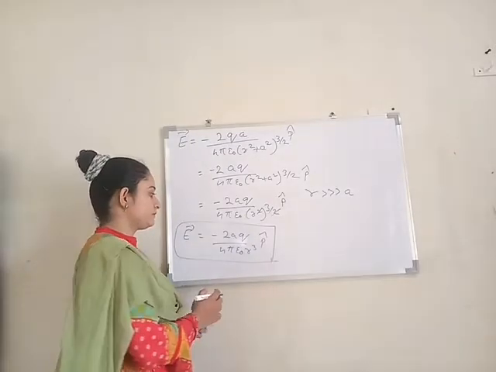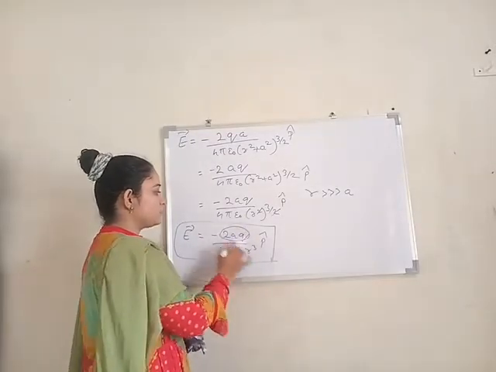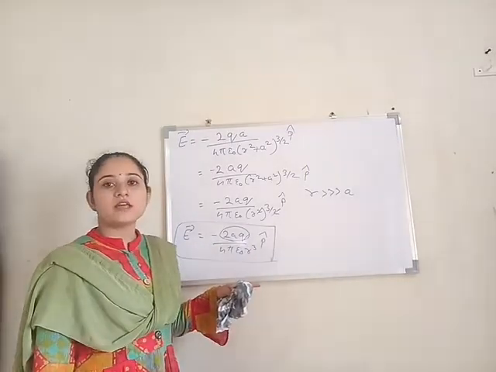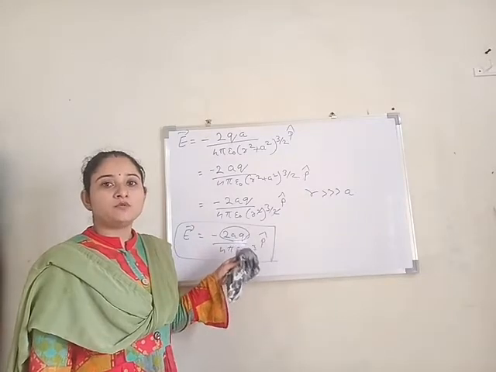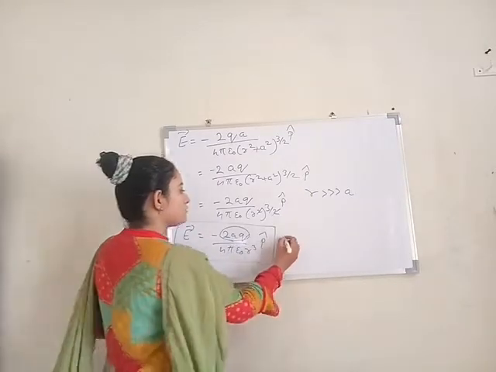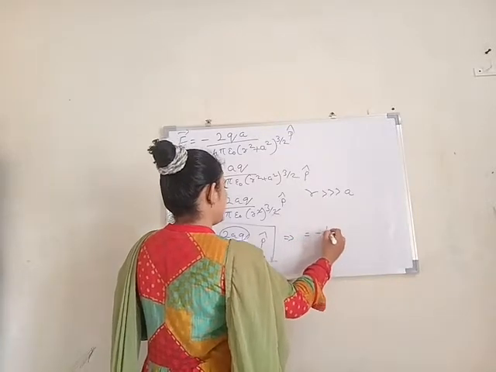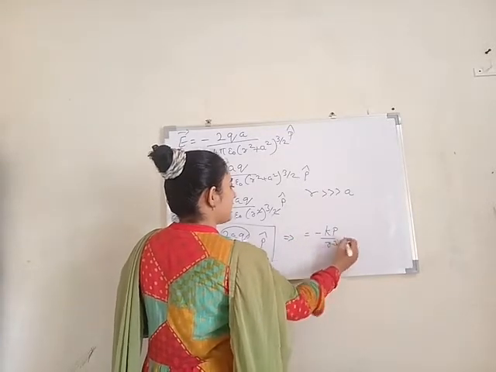Clear? We can substitute the electric dipole moment p in place of 2aq. So it can also be written as minus kp by r cube.